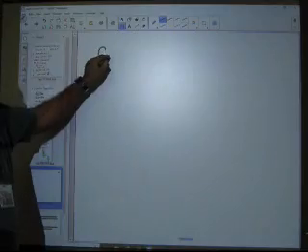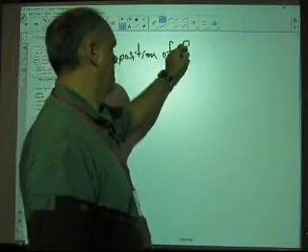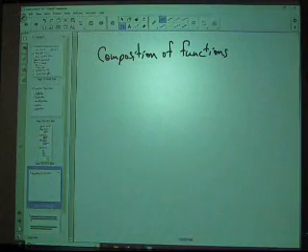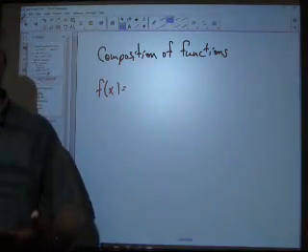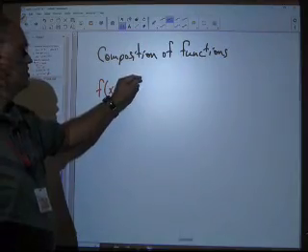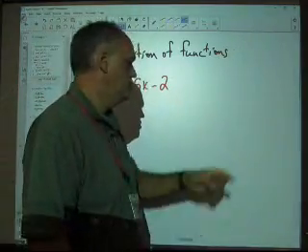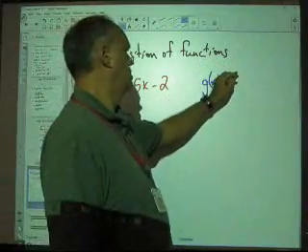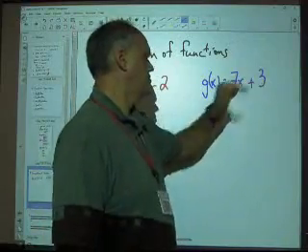Composition of functions. This is the one you weren't quite so sure about. So let's try this. Let's use f of x, make a new function for it: 5x minus 2. And let's use g of x, and also a new function for this one: 7x plus 3.